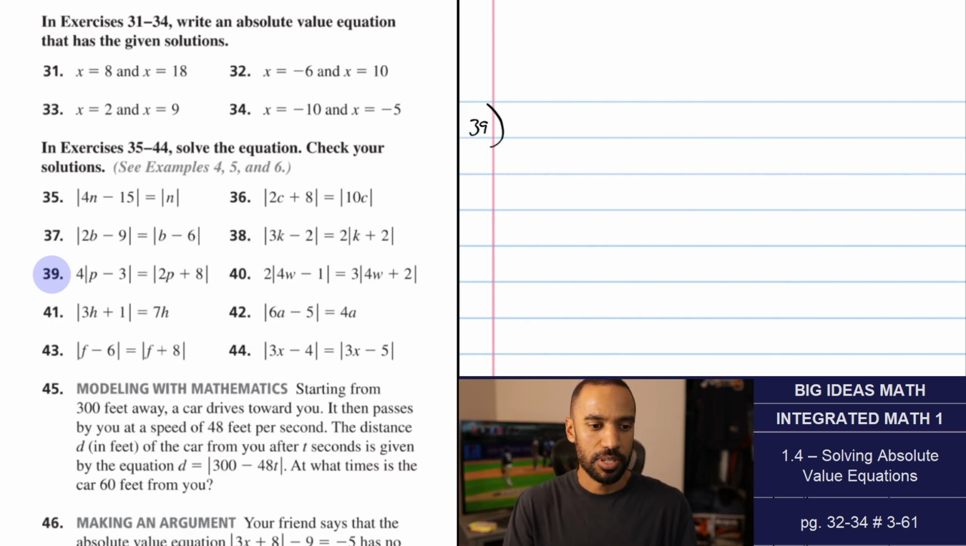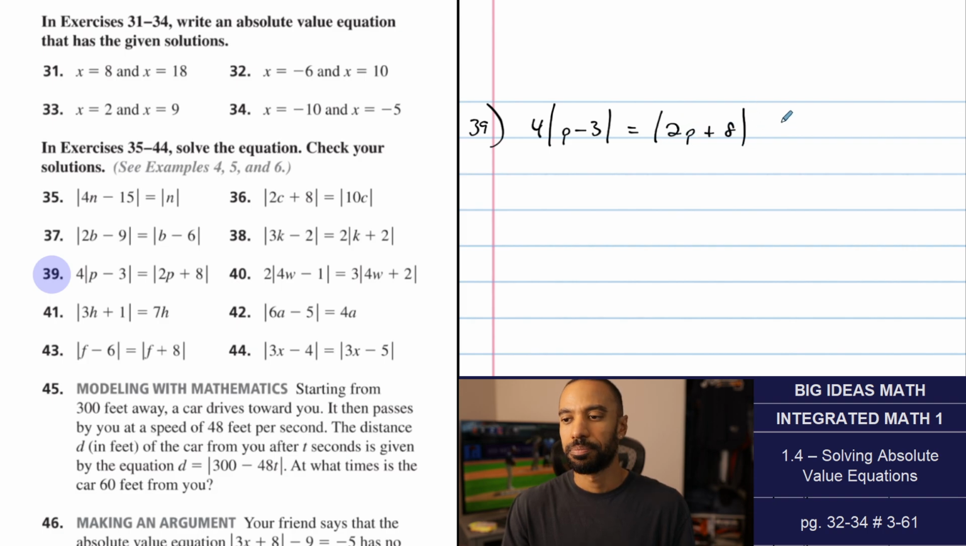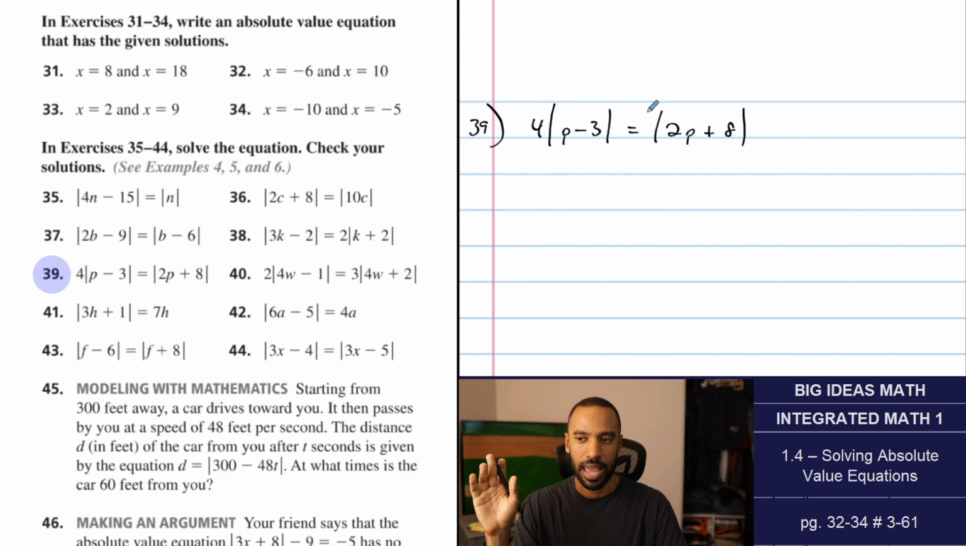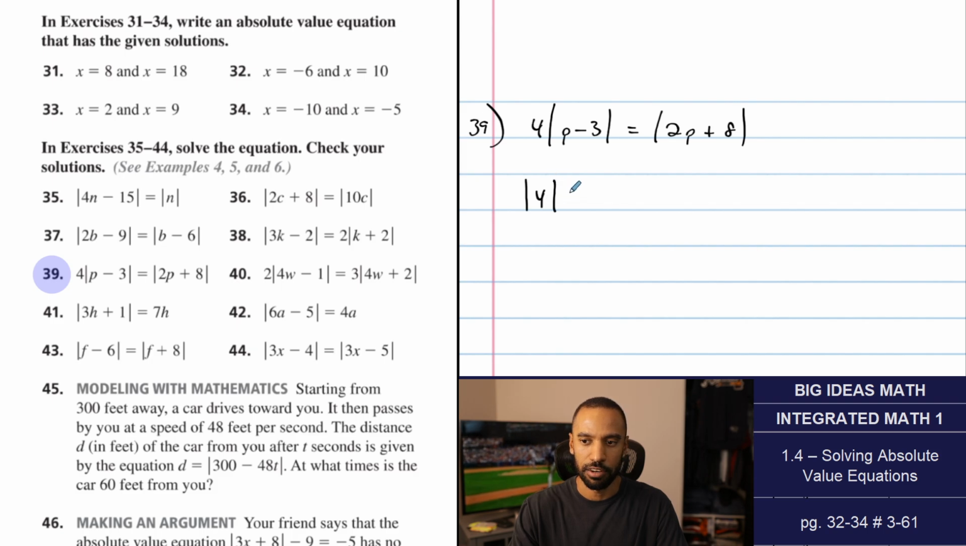We have 4 times the absolute value of p minus 3 equals absolute value of 2p plus 8. Now, we've been doing the whole either this equals positive this or equals negative this, but we always said when it's by itself. So we could divide both sides by 4, but I'd rather not deal with fractions if I don't have to in any form. So, you have other options here, right? 4 is also the absolute value of 4 or absolute value of negative 4. It's not going to change the results of what we have inside there.